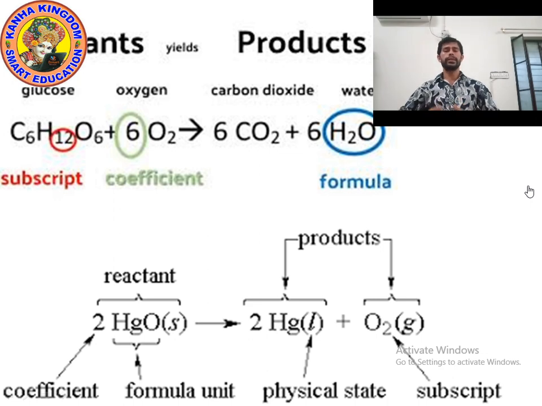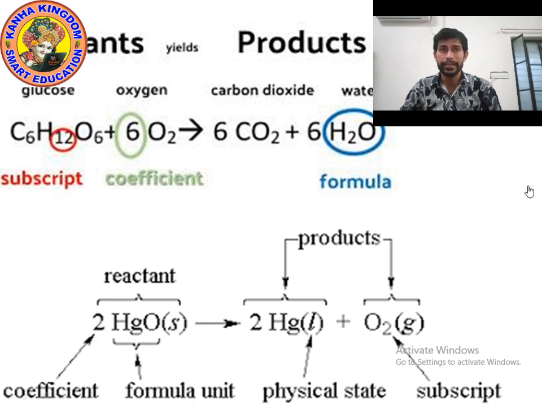Okay, now look at the next equation, HgO. Hg is the element, which element? Hg is mercury. Yes, mercury is used in thermometers. It is also poisonous. Okay, and HgO, mercuric oxide, I have written with (s) in brackets. S stands for solid. Yes, it means this reactant is a solid.